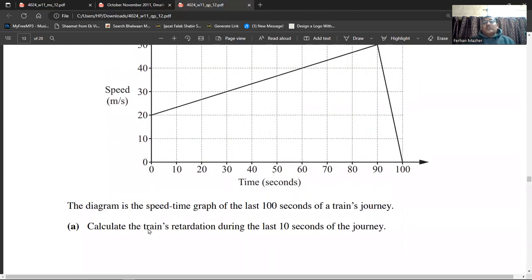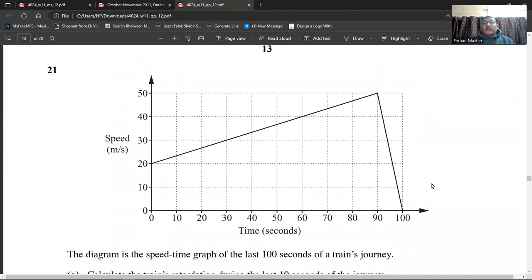It's a 1-mark question. So if you want to find out the retardation here, it's a speed time graph. The gradient of the speed time graph will be equal to the acceleration or the retardation or the deceleration. So I will take 2 points on this line where the speed is going down in the last 10 seconds.